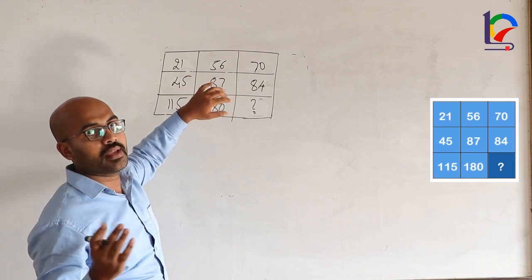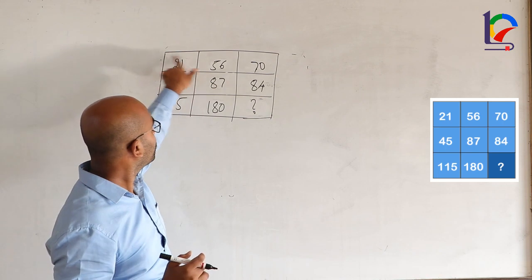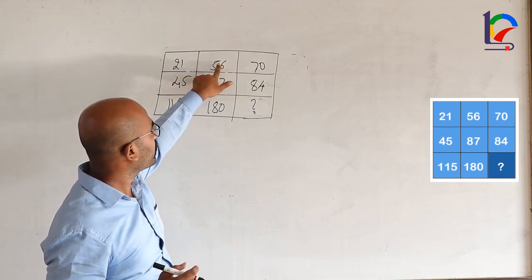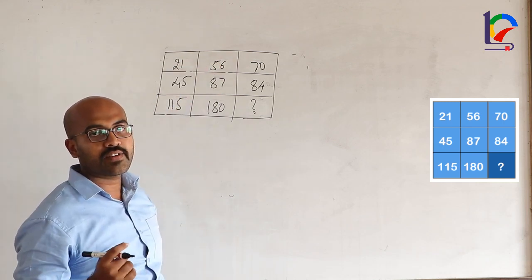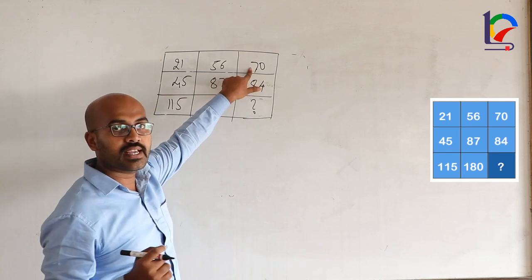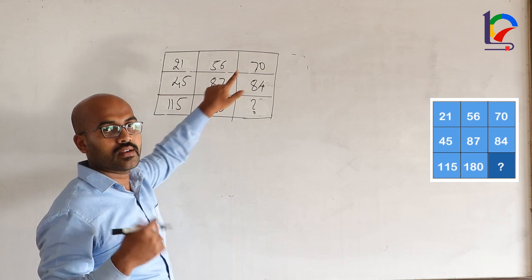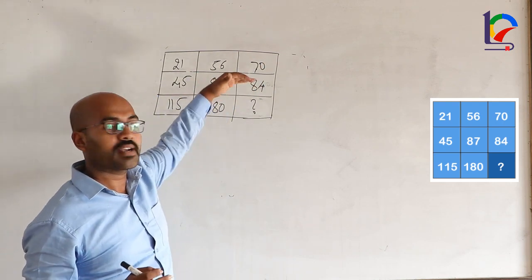In some cases there might be. I'll tell how. Here, if I take this, so bigger number minus smaller number, 56 minus 21. 56 minus 21 is 35. Is 35 and 70 related? Yes, because 35 into 2 is 70. Okay. So if I found a relation in the first, let me take the second.